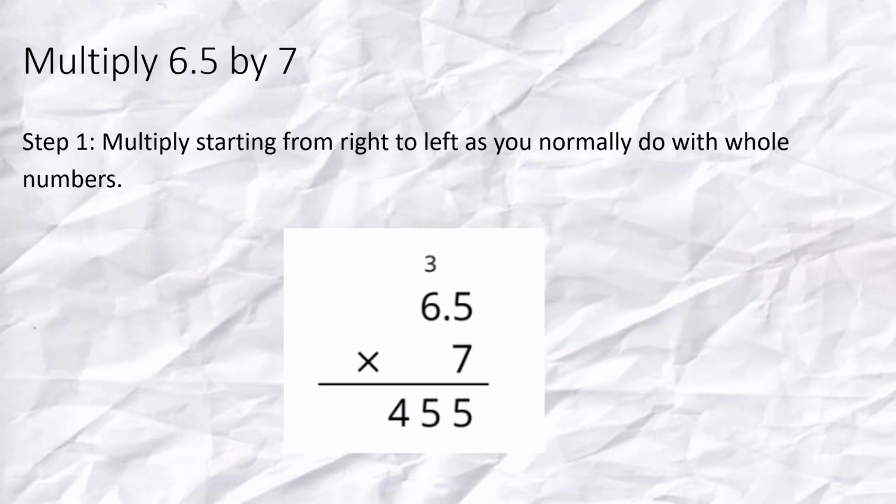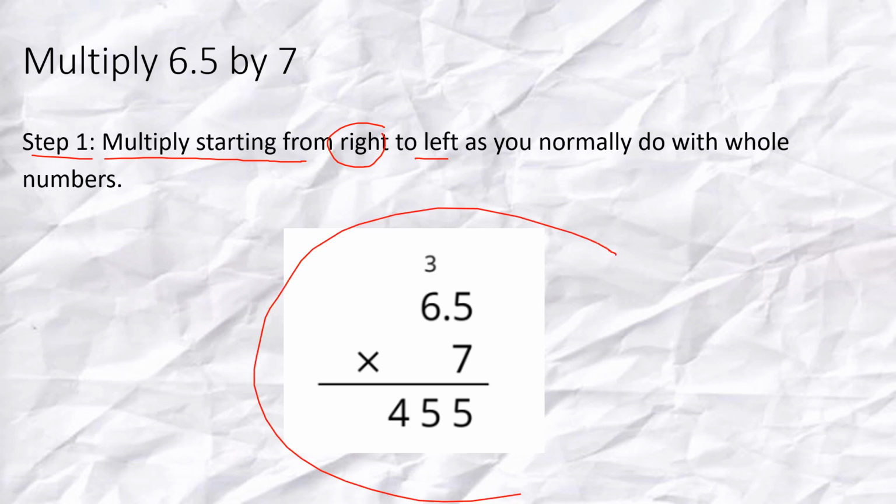So for example, we have here, multiply 6.5 by 7. Step 1 is you multiply starting from your right going to your left as you normally do with whole numbers. So as you can see here, this is our equation. 6.5 multiplied by 7. 7 times 5 is 35. So 5, regroup 3. 7 times 6 is 42 plus 3 is 45. So we have the product 455.